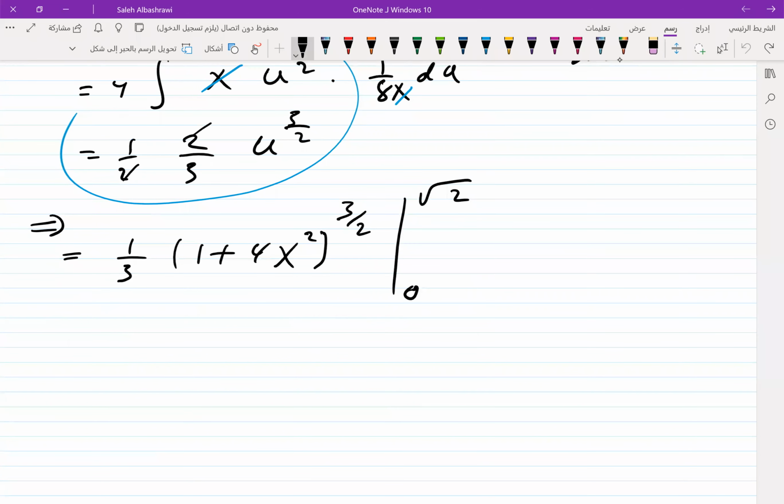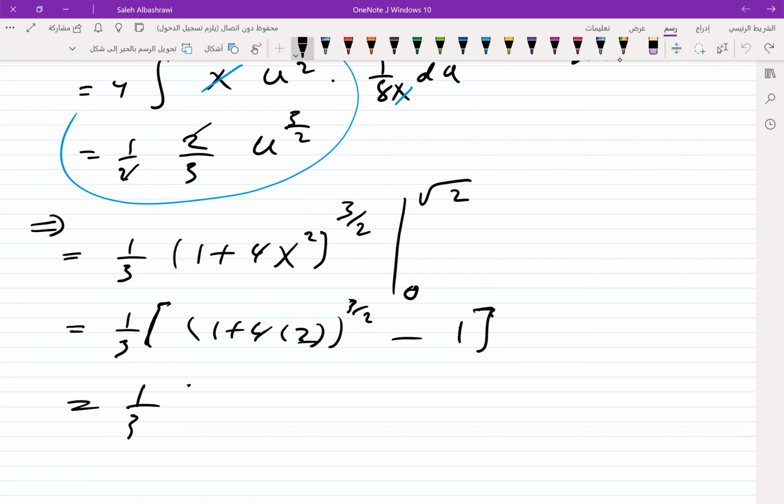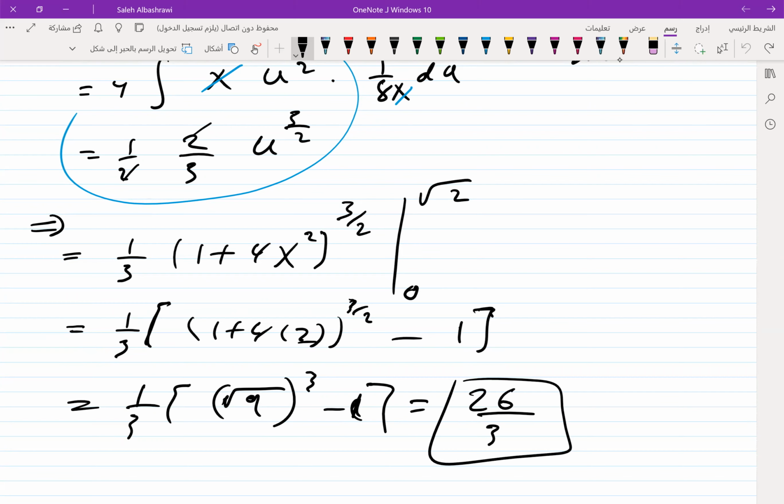Now to evaluate, we have 1 over 3. Replace x by square root of 2: it will be 1 plus 4 multiplied by 2, to the power 3 over 2, minus 1. That will be the square root of 9 to the power 3, minus 1. That will be 27 minus 1, 26, so it is 26 over 3. And that will be the value of the surface integral.